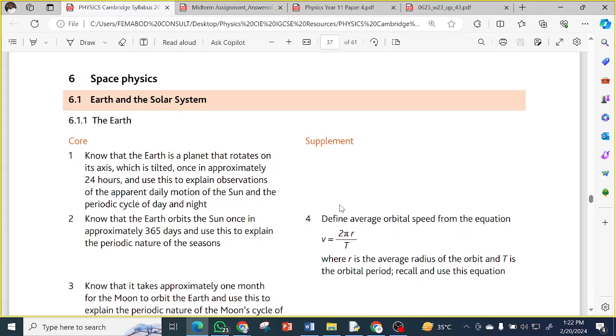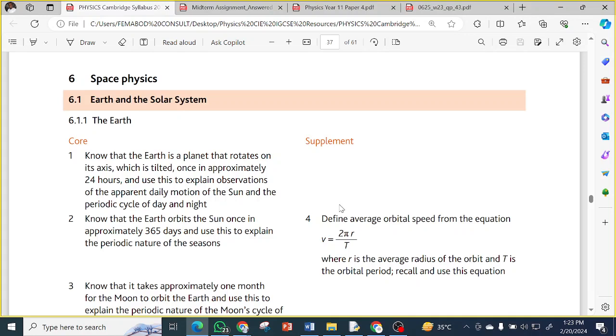So we have introduced ourselves to the Earth and the solar system. We have seen that the Earth is a planet that rotates on its axis, and we have also emphasized that the axis is tilted, at about 23 degrees or so, and we use it to explain the observation of the daily motion of the sun, then the periodic cycle of day and night. And we have also learned that the Earth orbits the sun once in approximately 365 days, and this brings about the periodic nature of seasons.